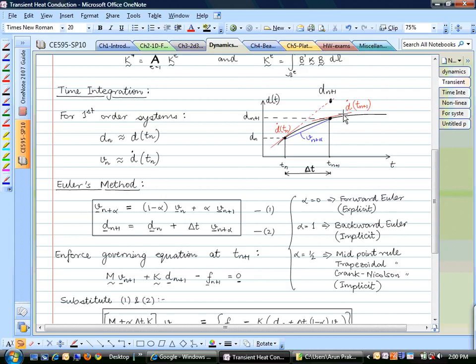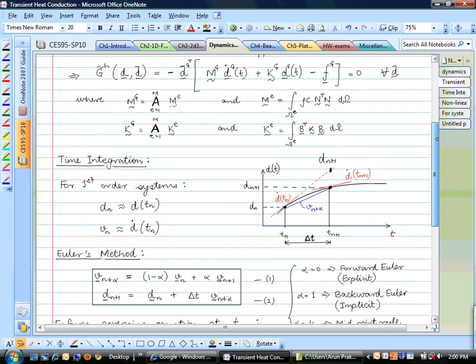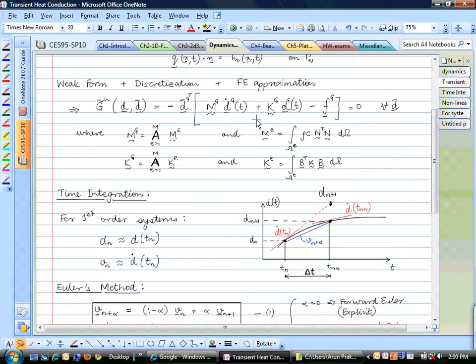You don't know the slope for Tn plus 1. So what you will do is, I'll show you that in a minute. You're solving for both the slope and the value at Tn plus 1. In these two equations, Dn plus 1 and Vn plus 1 are unknown. We have two unknowns here. But if you take these two equations and substitute them into our governing equation, we'll write this at Tn plus 1.